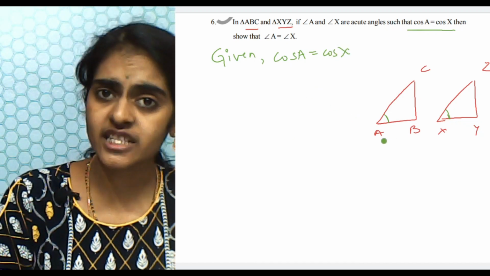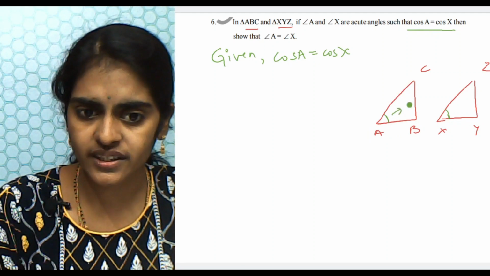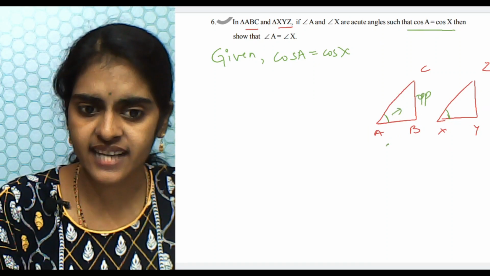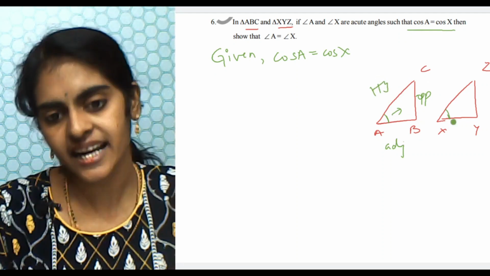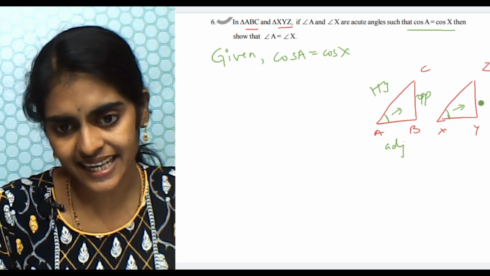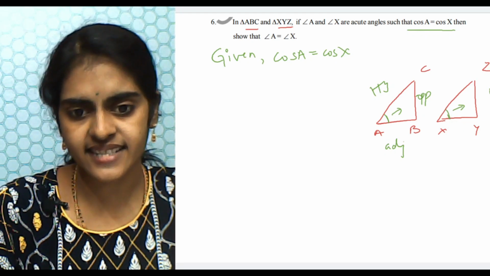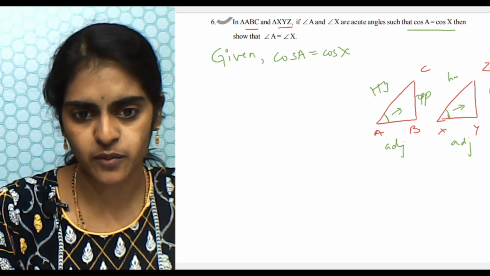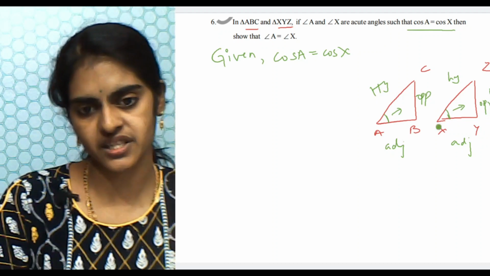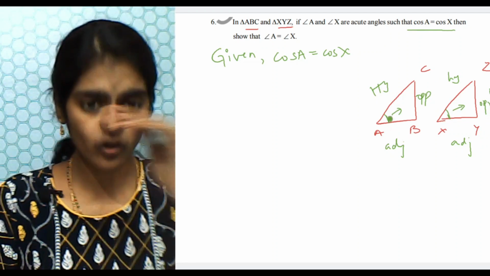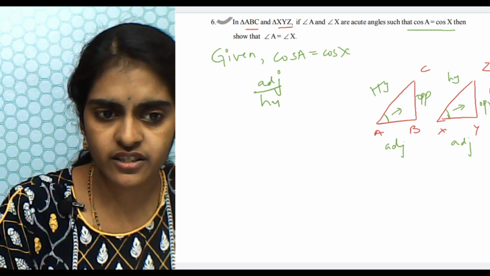Okay. But what is cos? Cos is nothing but adjacent side by hypotenuse. Here you know this is the opposite side, this is the adjacent side and this is the hypotenuse of triangle ABC. And here also, with respect to angle X, this is the opposite side, this is the adjacent side, and this is the hypotenuse. So this is opposite, adjacent and hypotenuse, right? So now we know cos is nothing but adjacent by hypotenuse, isn't it?